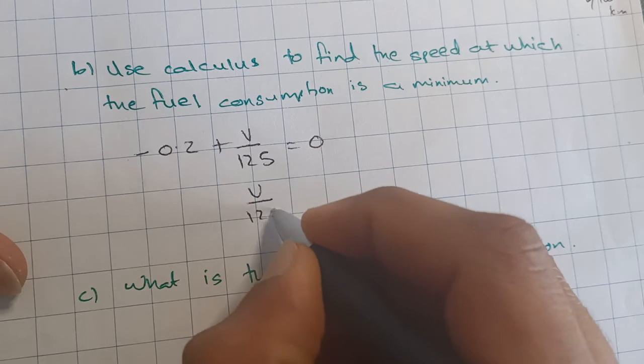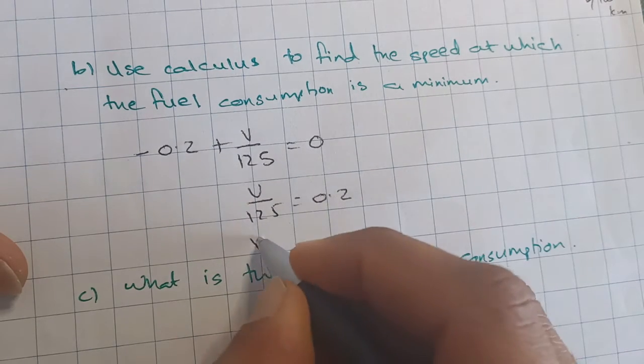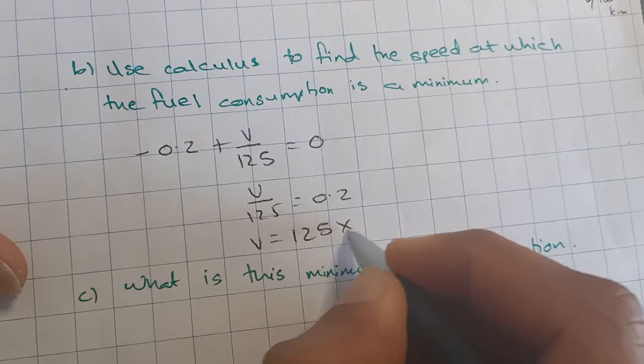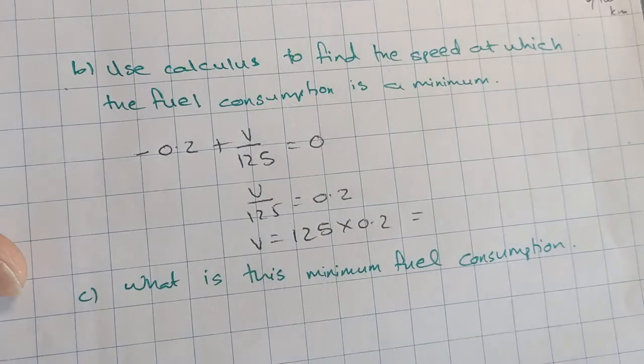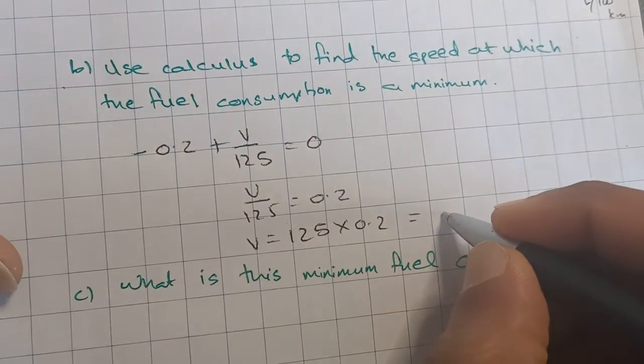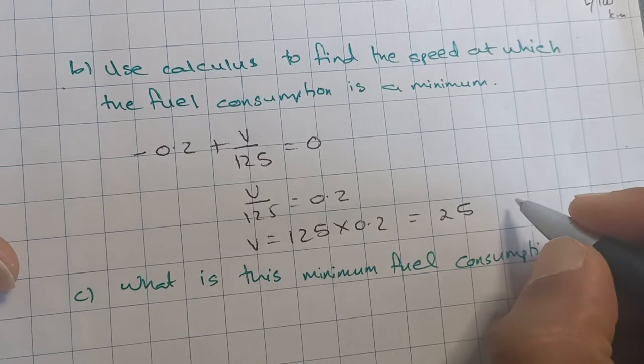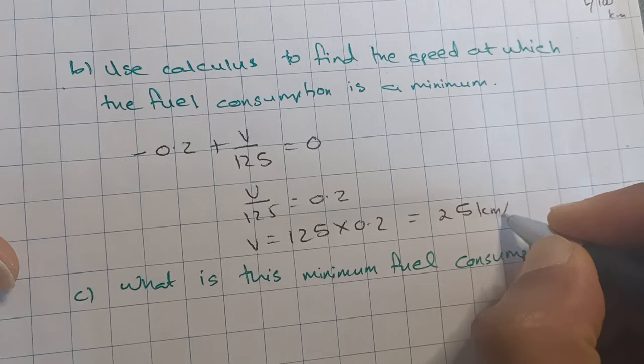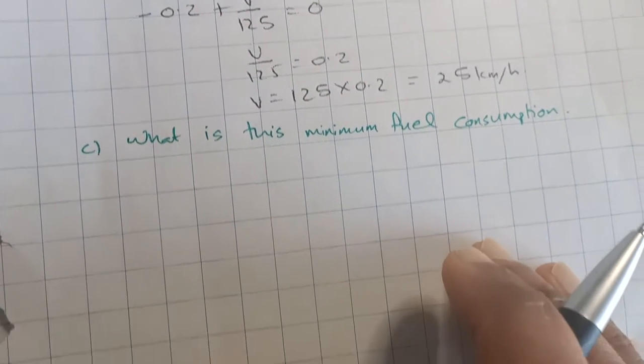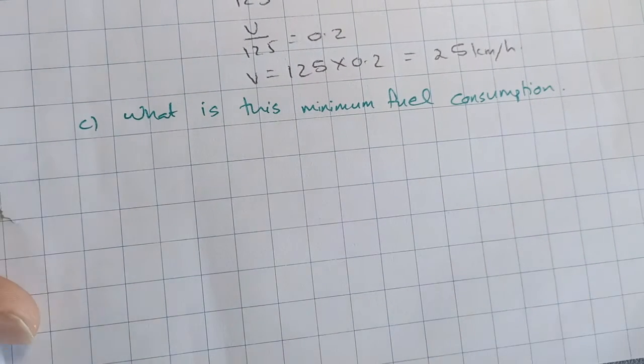Okay, so v over 125 equals 0.2. v equals 125 times 0.2, and that gives me 25 kilometers per hour, because it's speed. All right, what is the minimum fuel consumption? Is the next question.